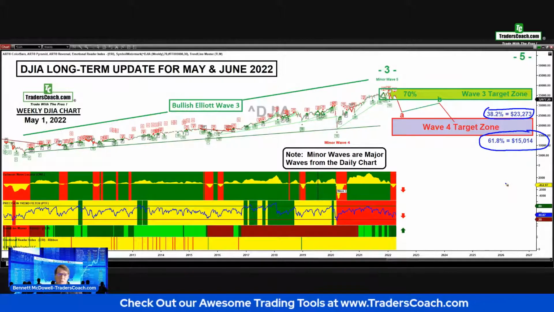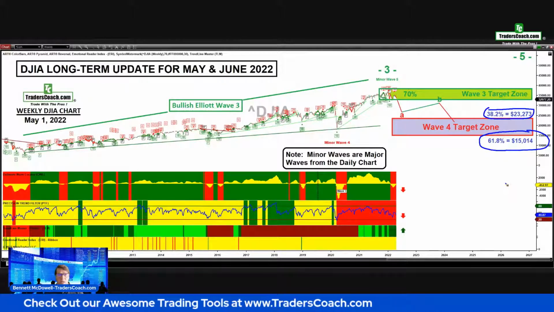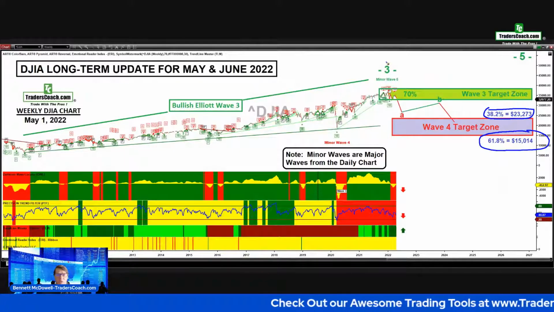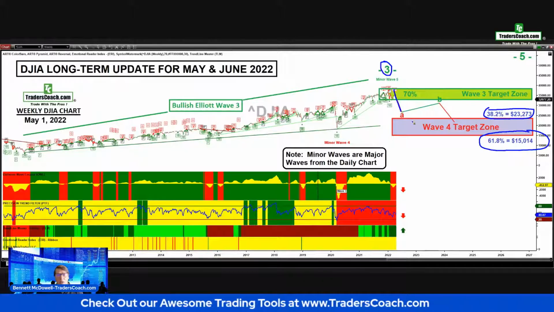Again, this is a weekly chart. Each price bar represents a full week of activity, so this is considered a long-term chart, and thus we're in a long-term correction. Wave 3 we feel is over on the weekly chart, and we've begun the A wave down.